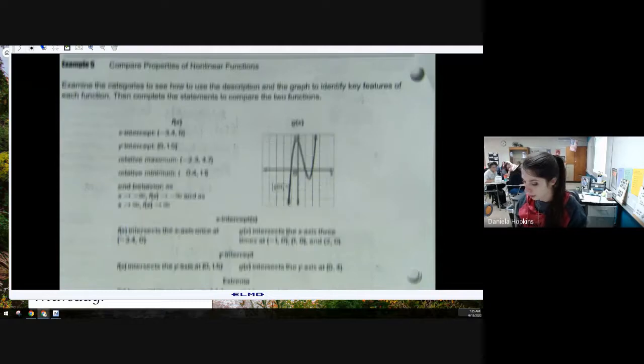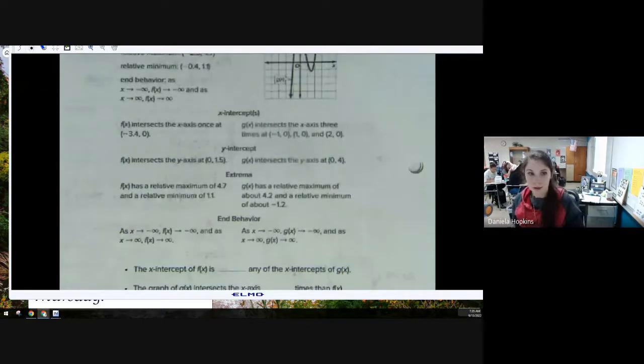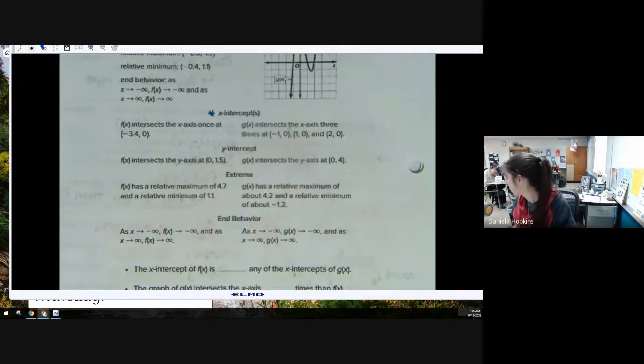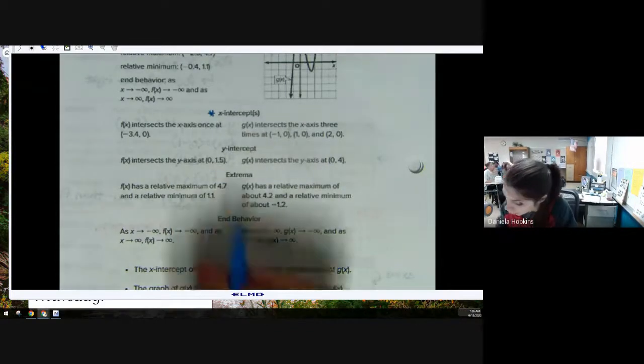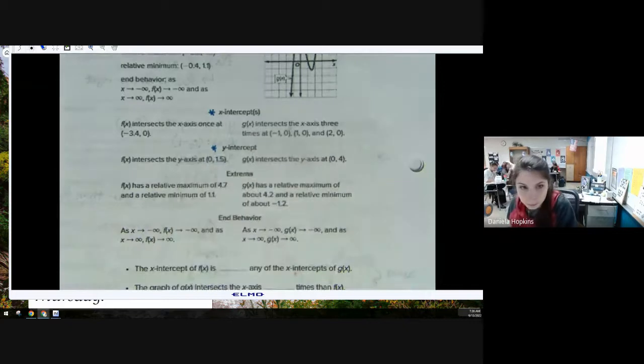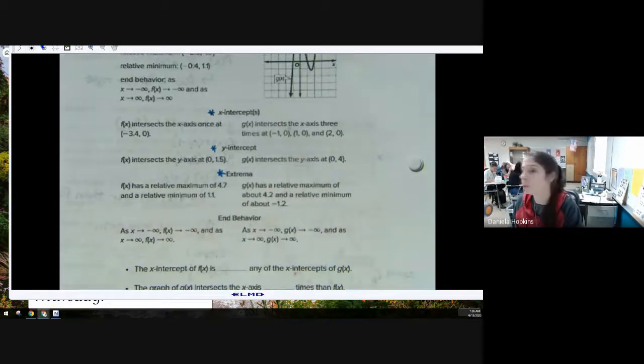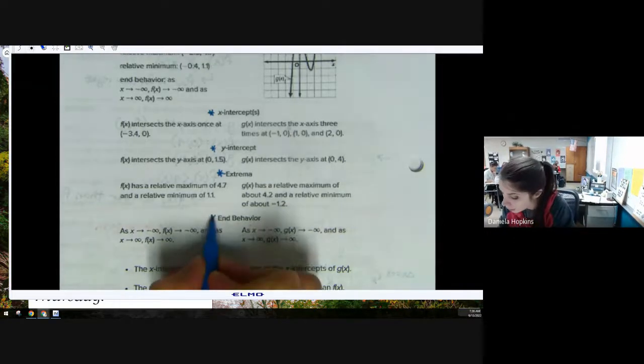So there's a lot going on this page. Let's just break it down. We're going to compare x-intercepts. And this time we might have more than one x-intercept. We'll list them. We will only have one y-intercept. We may talk about extrema. So those are your maximums, your minimums, your relative maxes, relative mins. And then we will compare end behavior.